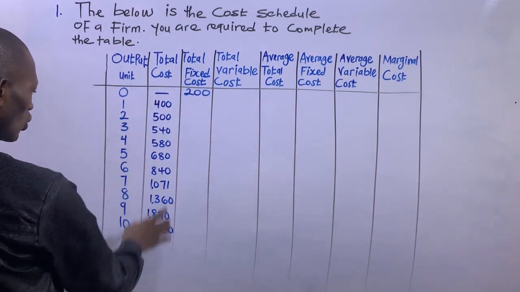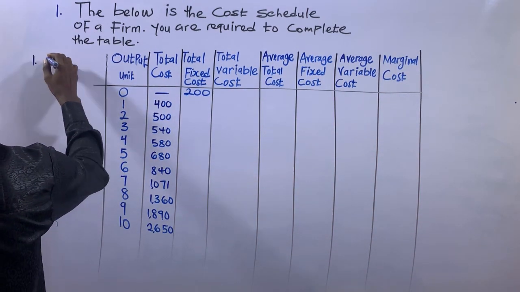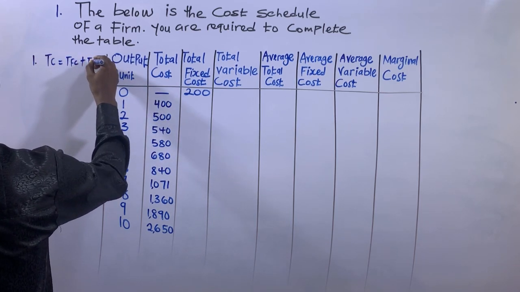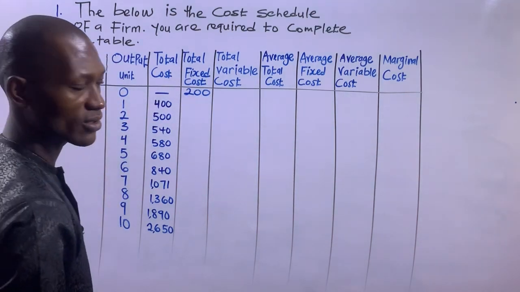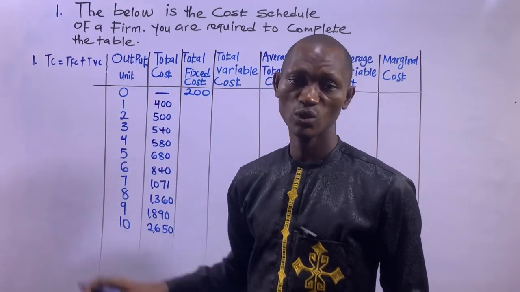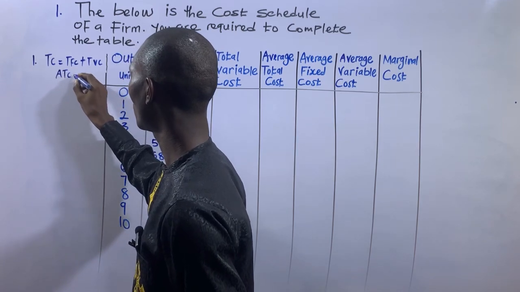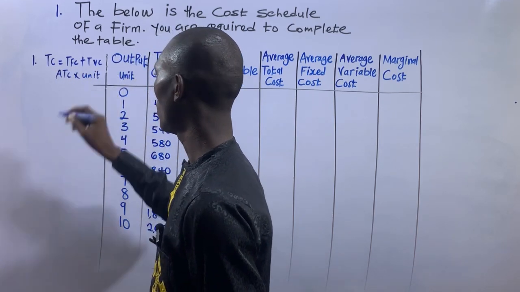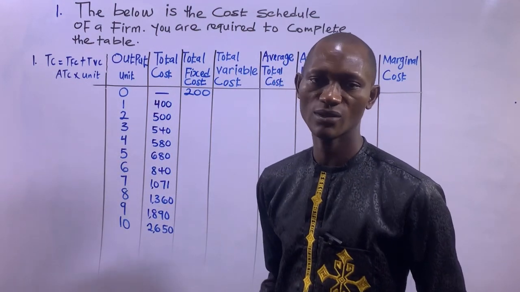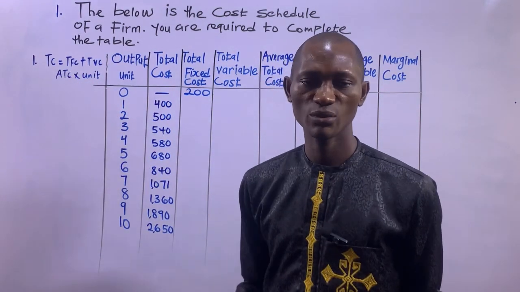That's the total cost. How do we get the total cost? Total cost, that's formula one. Total cost is total fixed cost plus total variable cost. Or you can get it by average total cost times units of output produced. That's basically another way you can get total cost: total fixed cost plus total variable cost, or average total cost times units produced.